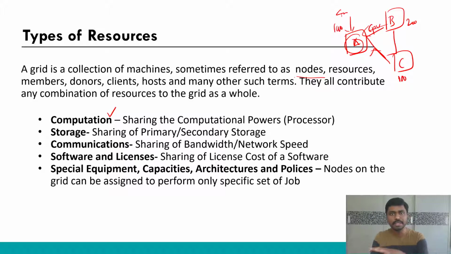Okay, as B and C are also connected to the A server, they can access the same software and get the job done. In this concept, with one single license, even B and C can do the job. So this is another type of resource that can be shared. And apart from this, the last topic is special equipment, capacities, architectures and policies.